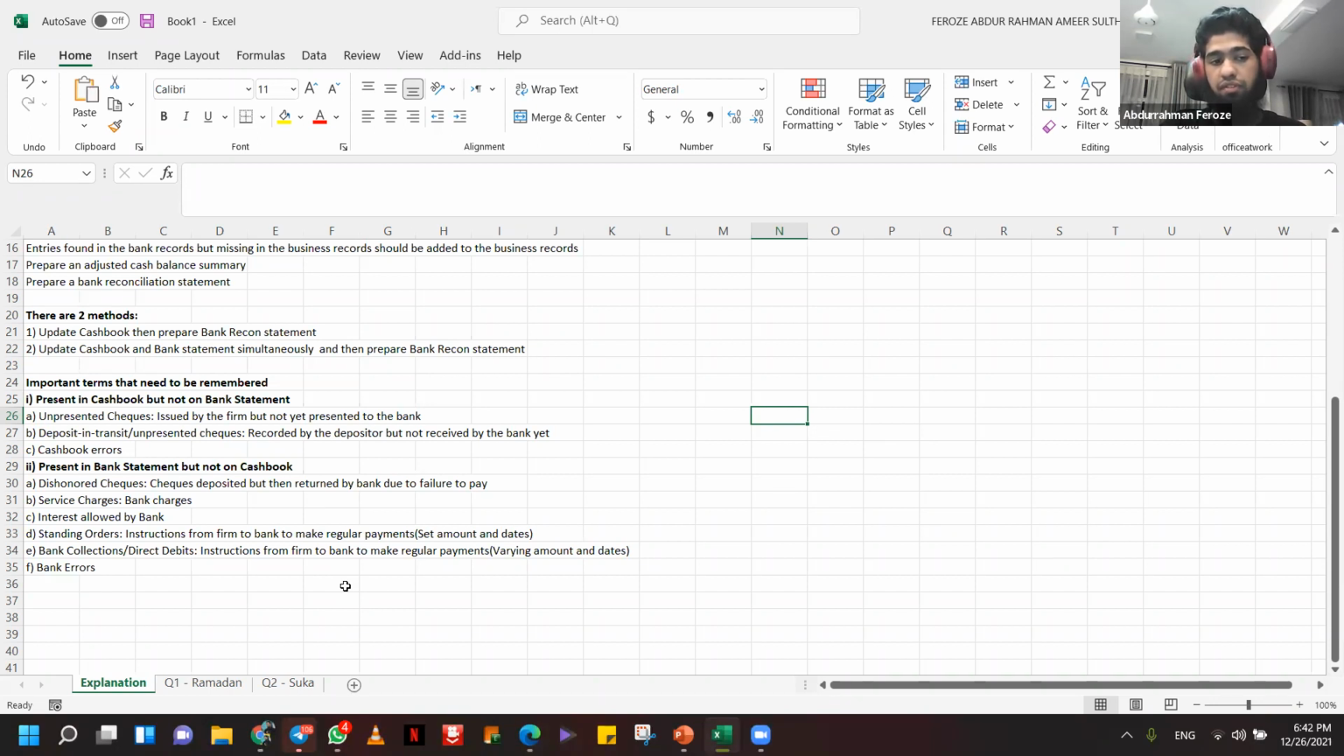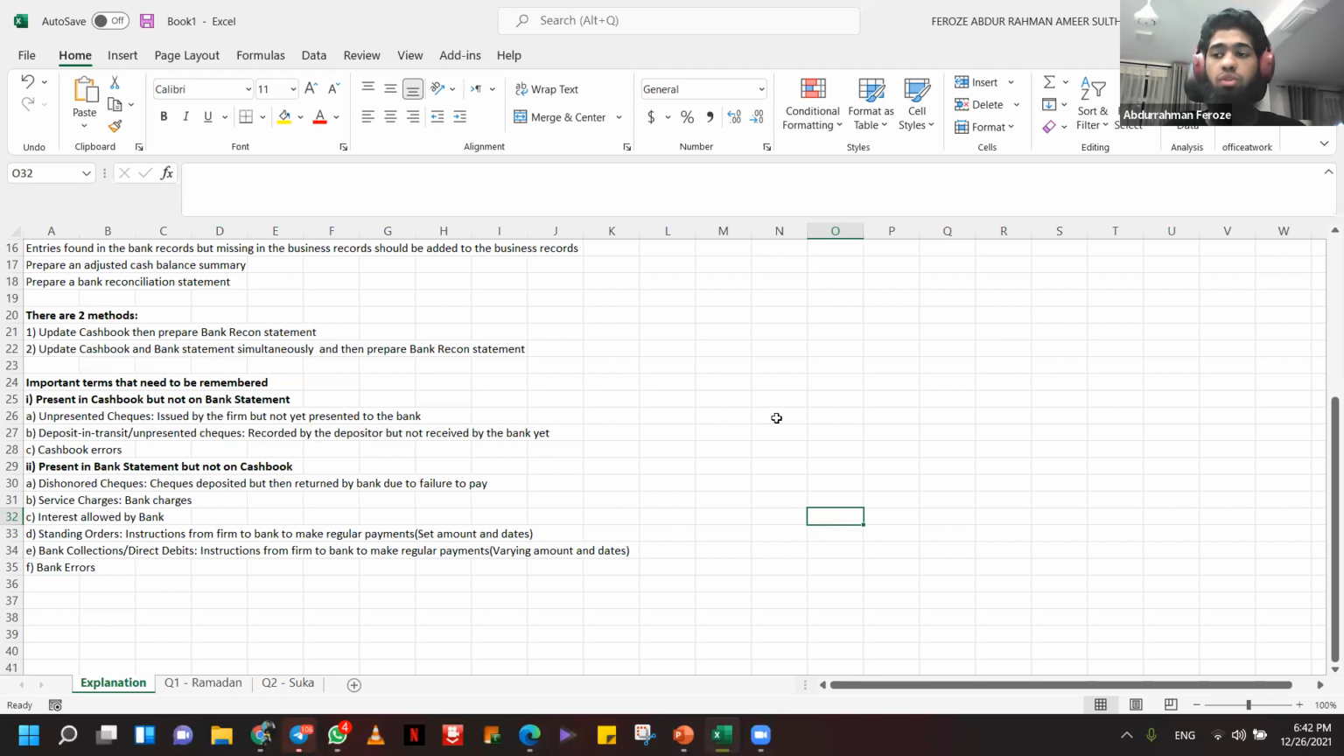Fourth and fifth, these are standing orders and bank collections. So standing orders is, let's say a company has a regular payment to make to another supplier, maybe 200 ringgit every month. They need to pay. So they have instructed the bank that on the 15th of every month, pay 200 ringgit, right? And so the bank does that, but the company does not record that in their accounts on the 15th every month.